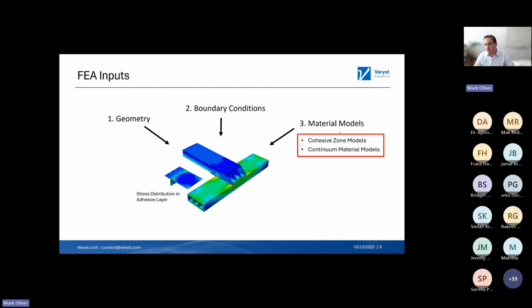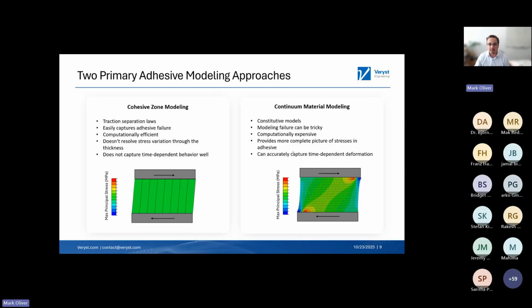And then the third input, which really motivates today's presentation and a lot of the work that we do here at Verist, is the material modeling. So what do you need to tell the finite element program that you're using about how the material or the adhesive behaves? How does it deform? How does it deform over time? How does it fail, et cetera? There are more than two approaches to modeling adhesive behavior, but the two that we're going to talk about today are cohesive zone modeling and continuum material modeling.